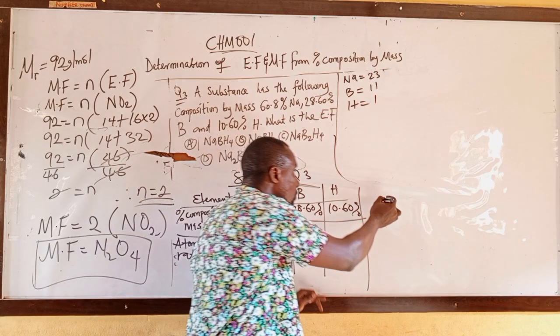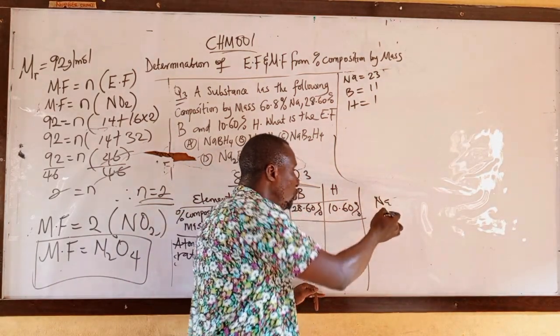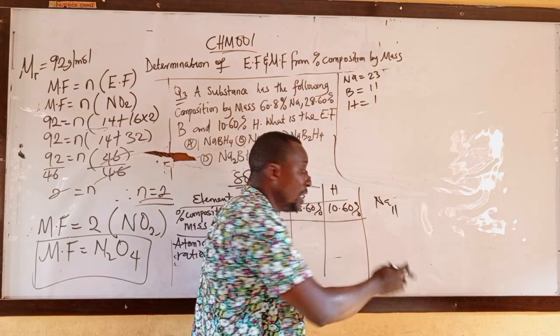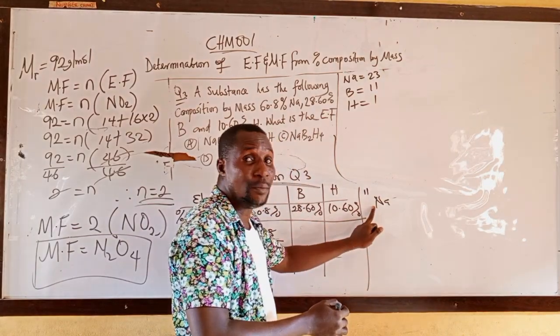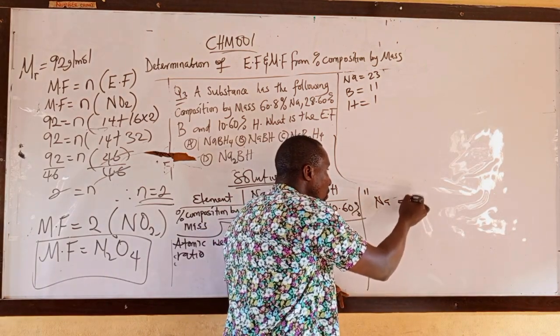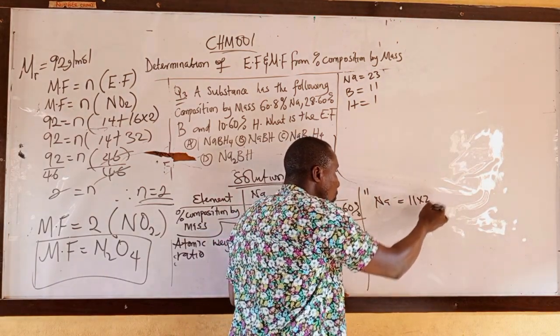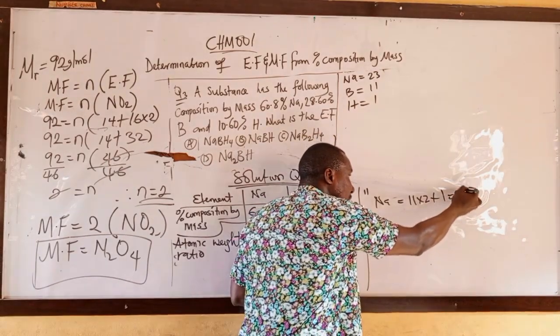For example, sodium. Atomic number of sodium is 11. For you to get the atomic mass, this is an odd number. 11 times 2 plus 1. That 11 times 2 will give you 22, plus 1. That is 23.